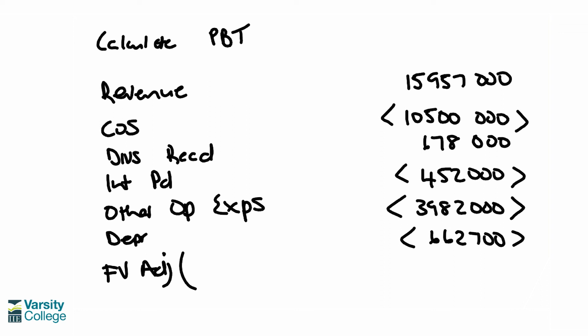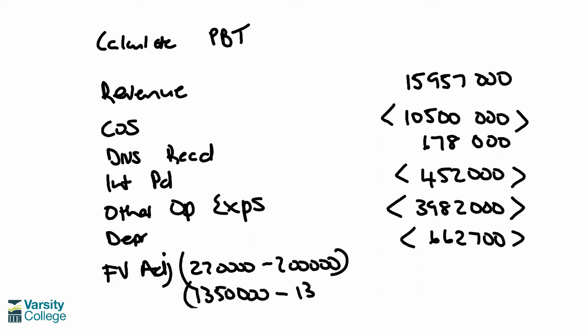So the land was 220,000 at year end, minus 200,000 on 31 December 2018, and the building is 1,350 at year end and 1,300 on 31 December 2018, giving combined fair value adjustments of 70,000, and it's income, so it's plussed.